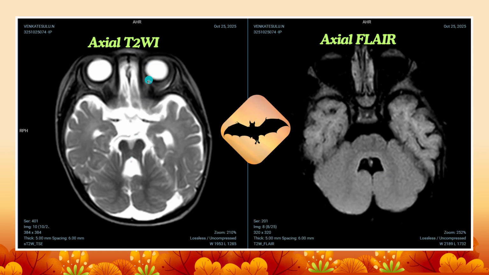On axial T2 weighted image, we can clearly see there is abnormal configuration of the midbrain with molar tooth configuration, and there is enlarged fourth ventricle and hypoplasia of the cerebellar vermis. On axial FLAIR image, we can clearly see the batwing configuration of the fourth ventricle.